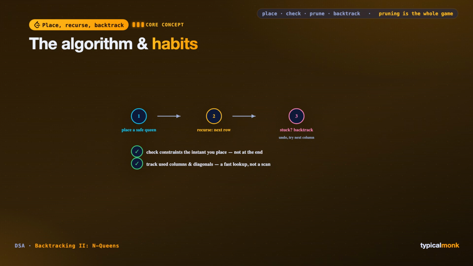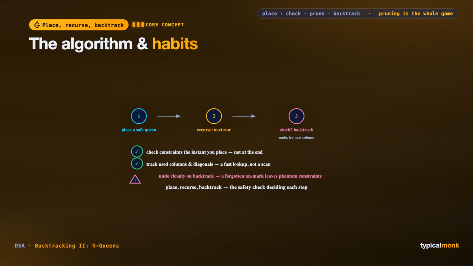Two habits make this efficient and correct. First, check constraints the instant you place, not at the end. This is what gives you early pruning, so build a safety check into every placement. Second, track what is used cleverly, rather than scanning the whole board each time. Keep sets of which columns and which diagonals are already occupied, so the safety check is a fast lookup rather than a slow search. That small optimization makes a real difference on larger boards.